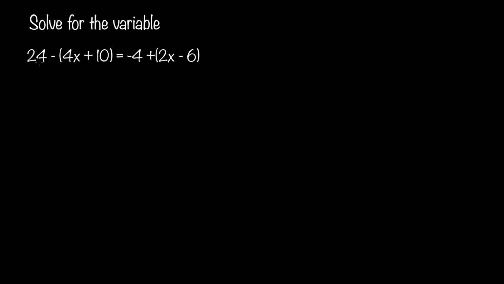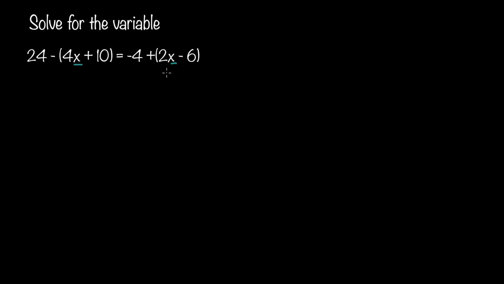We have 24 minus the quantity 4x plus 10 is equal to negative 4 plus the quantity 2x minus 6. So this 2x is getting the quantity of negative 4, and this 4x plus 10 is the quantity of 24 minus. So let's learn how to solve for the variable. And in this case, we're learning how to solve for the x variable, right?